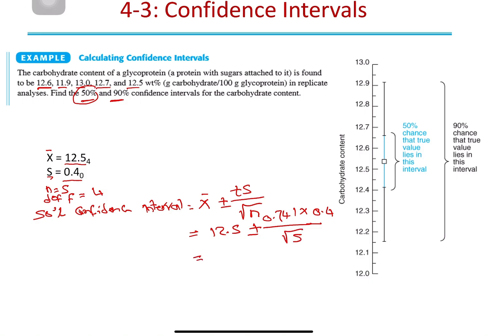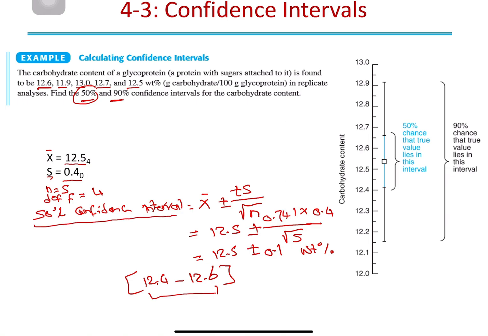And if you calculate this, you will find it equals 12.5 plus or minus 0.1 weight%. That means that our 50% confidence interval is between 12.4 and 12.6. So that means that I am 50% confident that the true population mean will be in this range. So this is the meaning of a 50% confidence interval.